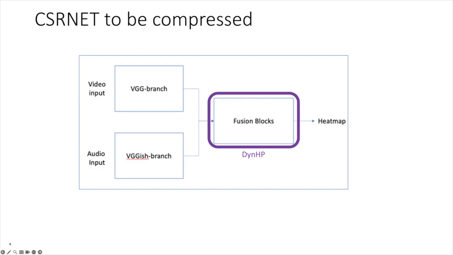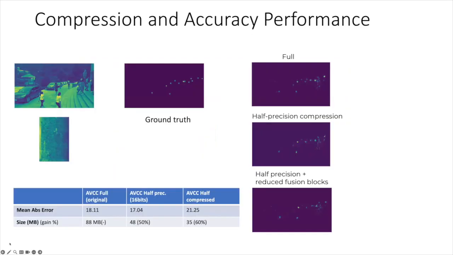In this case, the compression has been applied to the fusion blocks, both on the full precision instance of the model and a half precision one. In this video demo, we are showing the results for the latter. In the slide, we demonstrate the output of the compressed model in comparison to the one from the original full precision and the original half precision model. As we can see, the 3 heat maps are quite similar. According to the results in the table, the compressed model registers a negligible degradation in accuracy, considering that it is 60% smaller than the original one.